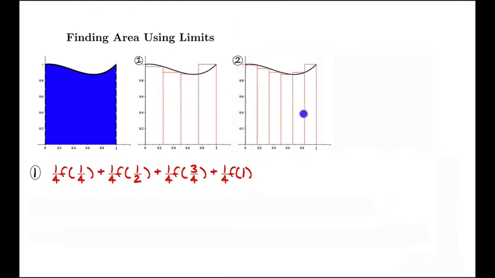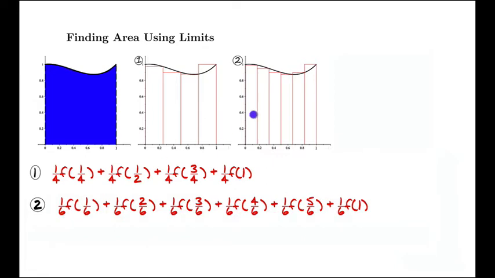We can make the approximation better by using 6 rectangles. So here in the second picture, we've used 6 rectangles. And we can add up the area of those 6 rectangles to get a better approximation of the area under this curve. So in number 2, that's this picture, we have the sum of 6 things, which is the area of these 6 rectangles. And we see a pattern.